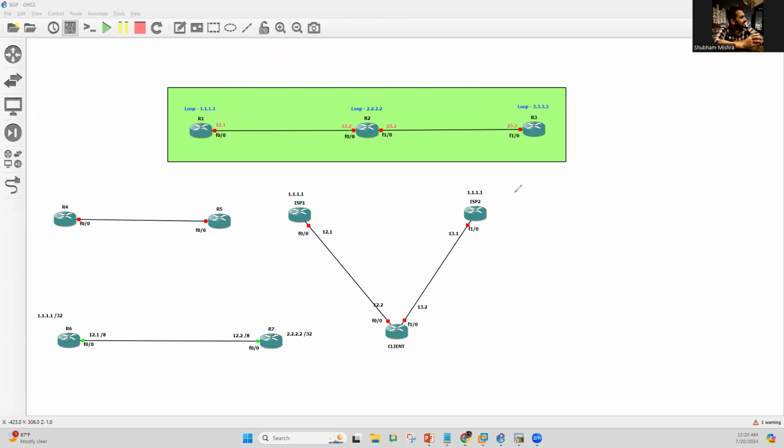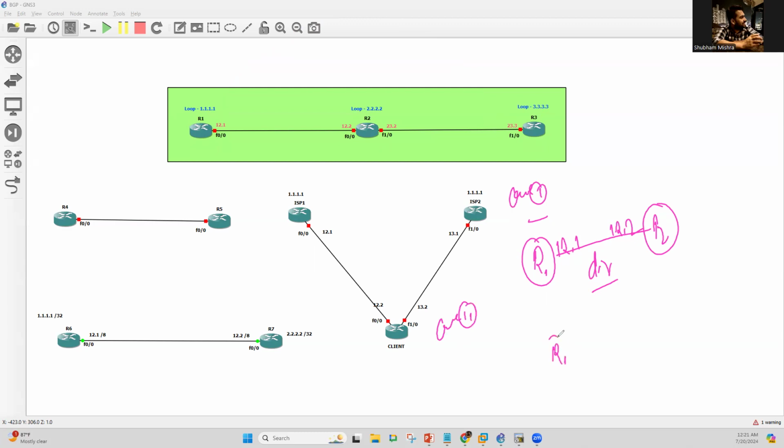For example, let's suppose we have case number one, R1 and R2. Here I configure 12.1 and here I configure 12.2. Between 12.1 and 12.2, we can establish a neighborship, that is called direct neighborship. And in case of BGP, we can perform this type of neighborship. There is no problem. Now, case number two, guys.